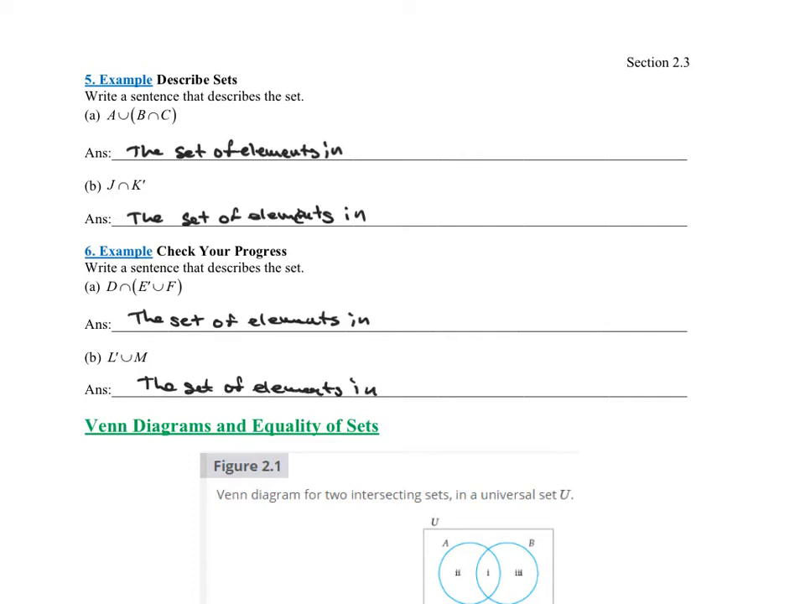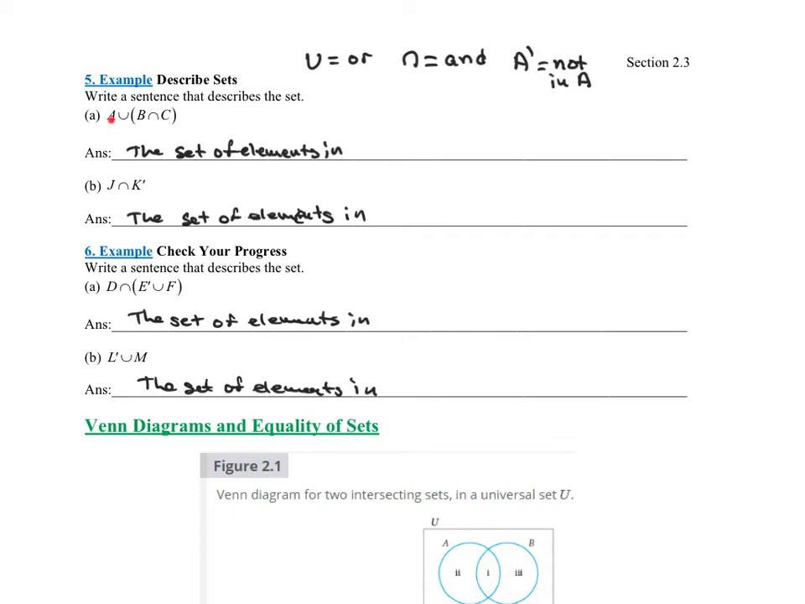Now let's think about this. Anytime we see the word union, we're going to say or. Anytime we see the intersection, we're going to say the word and. Anytime we see a complement, we're going to say not in A, for instance. So union is the word or, intersection is the word and, and if you see a complement, that means not in a set.